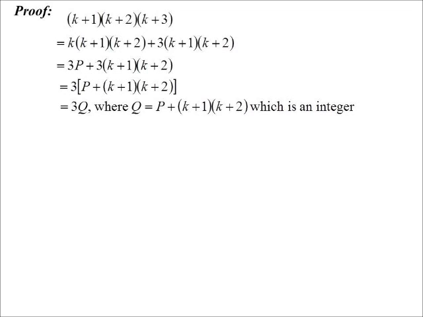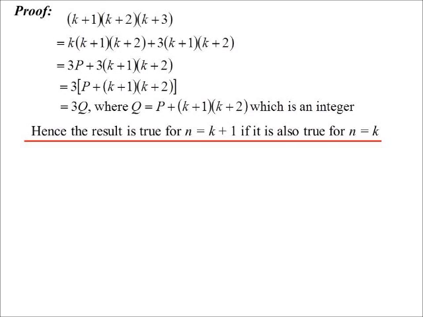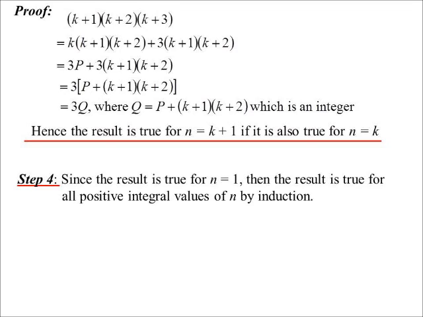So I could rewrite that as 3q, where q is p plus k plus 1, k plus 2, which we know, yeah, that will be an integer because of all the different assumptions that we made. And so there's our proof. So hence the result's true for k plus 1 if it's true for k. And since we went and proved it for 1, then it's got to be true for all the others by induction. Let's try another one.